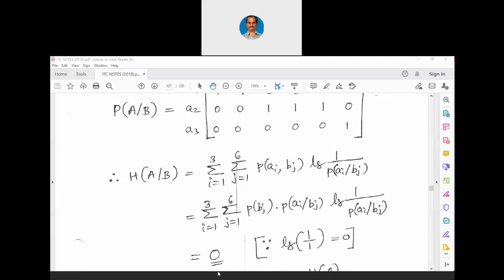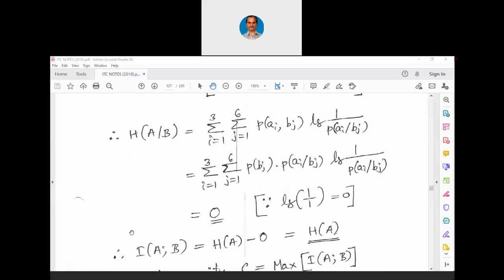Now, this is equivalent to 0. Why? Log of 1 over n is going to be 0. Now, this is log of 1 over 1. Everywhere we have 1, right? Log of 1 over P(Ai/Bj). Now, this term is going to be 0. When this term is going to be 0, the whole thing is going to be 0. That means the conditional entropy is 0.